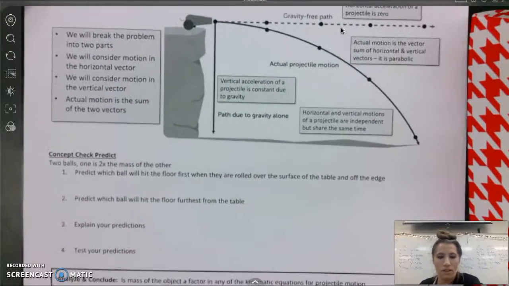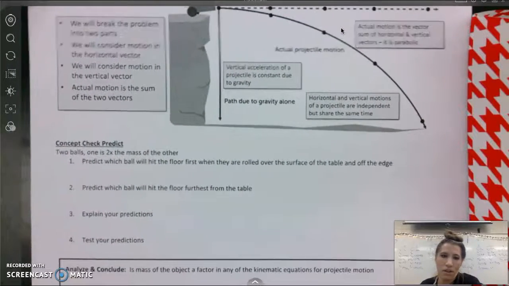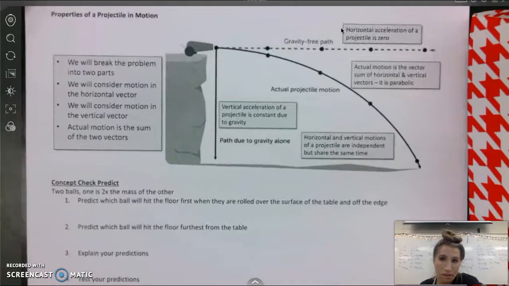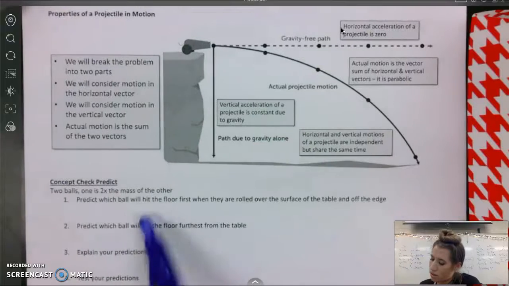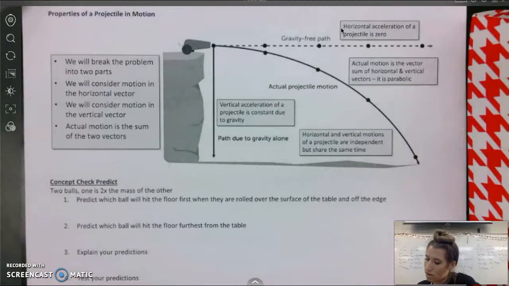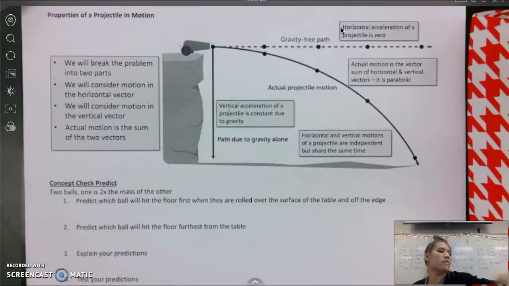Okay, so give this concept check a go, okay? And then we're going to actually go on from here, and we're going to start working on practice problems, I believe. Yeah, we're going to look at the kinematic equations again, and then we're going to work on practice problems.